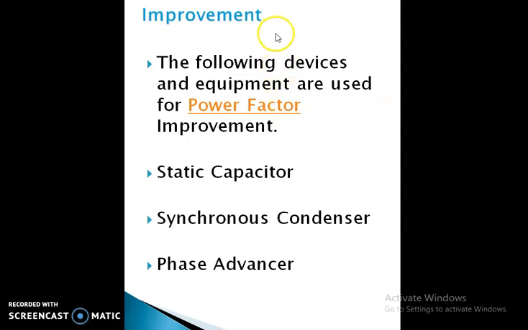Next, methods for power factor improvement. The following devices and equipment are used for power factor improvement. First one is static capacitor method. Second one is synchronous condenser method. Third one is phase advancer.